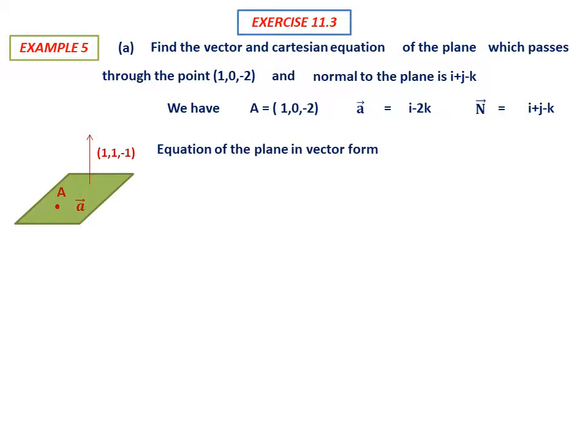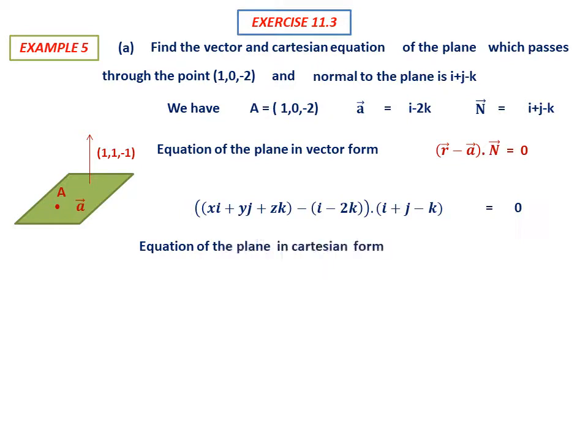Now therefore, the equation of the plane in vector form will be (r minus a) dot n equal to 0. That is the formula. Substitute: xi plus yj plus zk, that is r, minus, what is a? a is i minus 2k, dot i plus j minus k, that is equal to 0. This is the vector form.